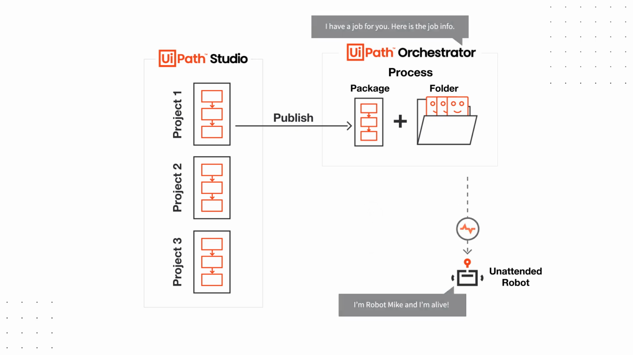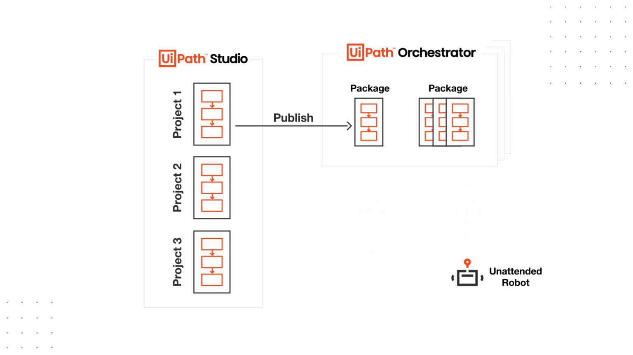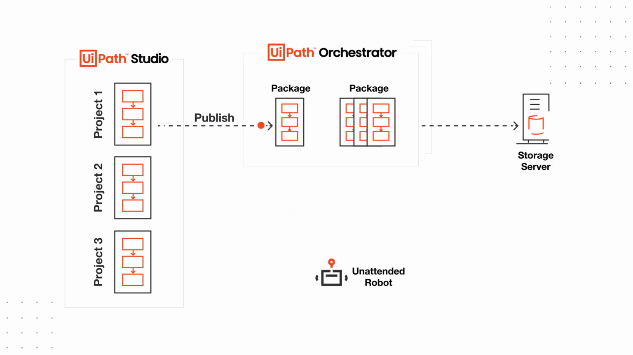In cases where there are multiple orchestrators involved in the architecture, the packages that the robots need to execute jobs are kept in an external storage location. When a robot runs a job for the first time, it will not have the workflow available locally. The robot then requests the workflow from Orchestrator, which then goes to the storage location, retrieves the correct workflow, and passes it to the robot.